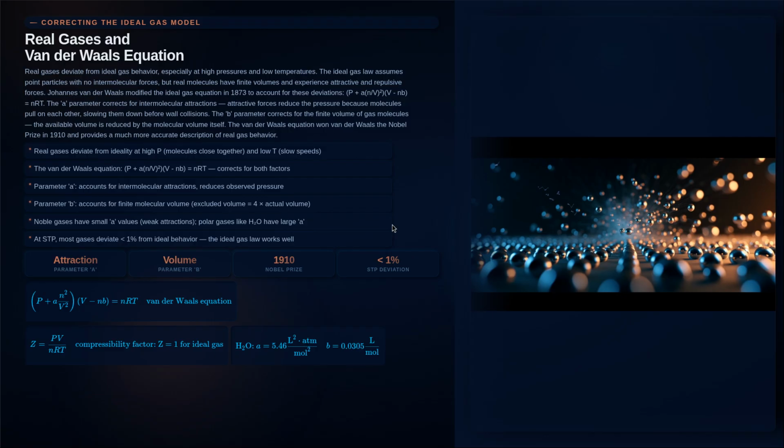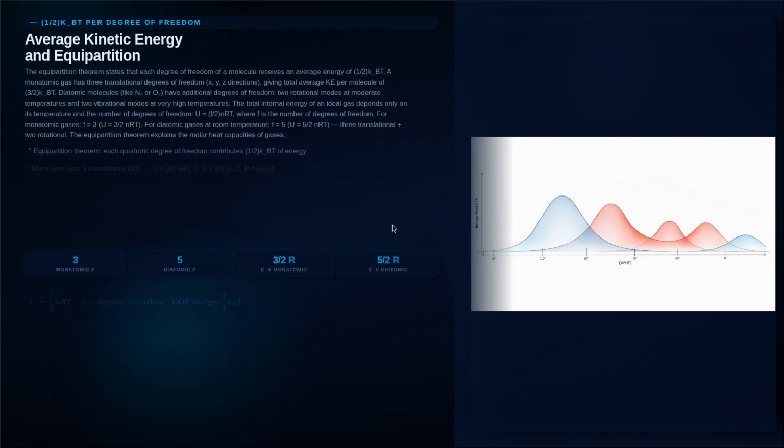The parameter a corrects for intermolecular attractions. The parameter b corrects for the finite volume of molecules themselves. At STP, most gases deviate less than 1% from ideal behavior, making the ideal gas law an excellent approximation. This work earned van der Waals the Nobel Prize in 1910.